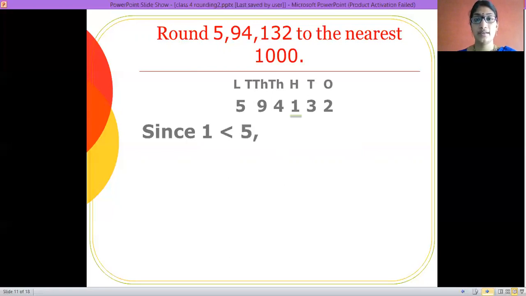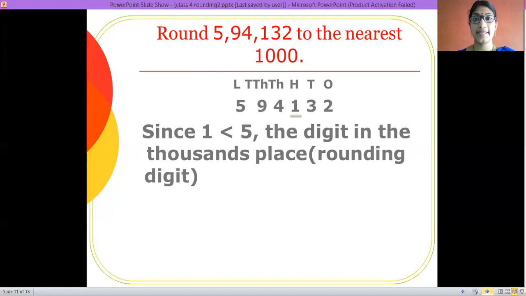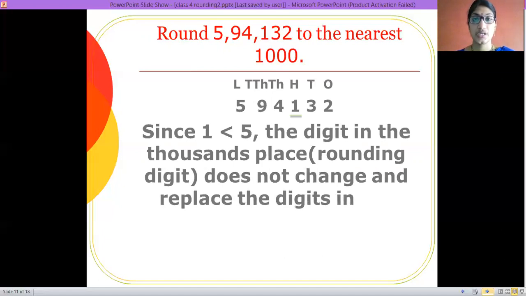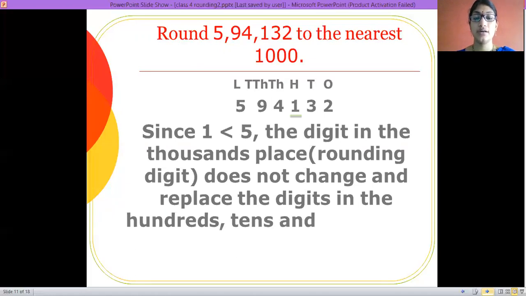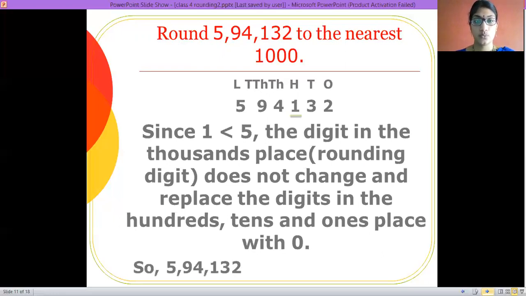Since 1 is less than 5, the digit in the thousands place, which is the rounding digit, does not change, and replace the digits in the hundreds, tens and ones place with 0. So, 5,94,132 rounds to 5,94,000.